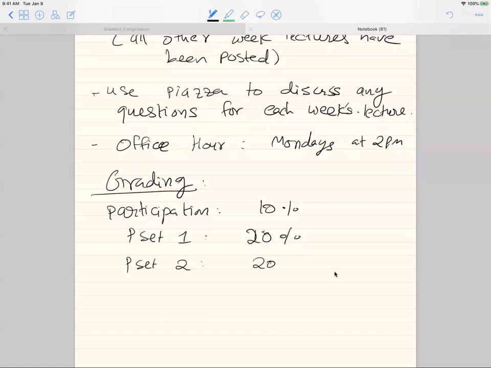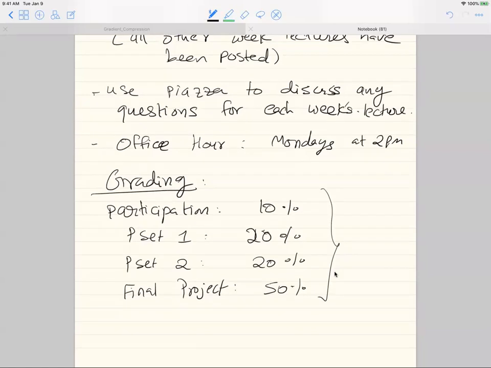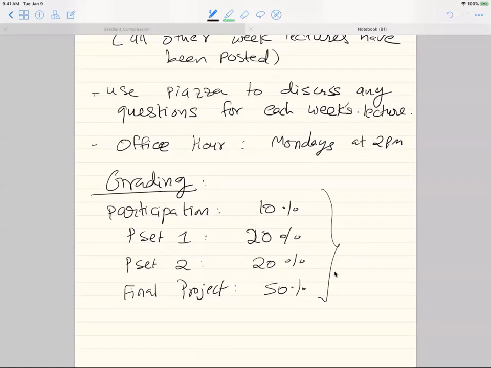And then there is a final project, which is worth 50% of the grade. So this is going to be your grading scheme for this course. We won't have exams this time. It will mostly be a final project, 2 problem sets, and the course participation. The problem sets will cover the lecture materials, and the final project will be a research project that you propose, ideally at the intersection of information theory and machine learning.